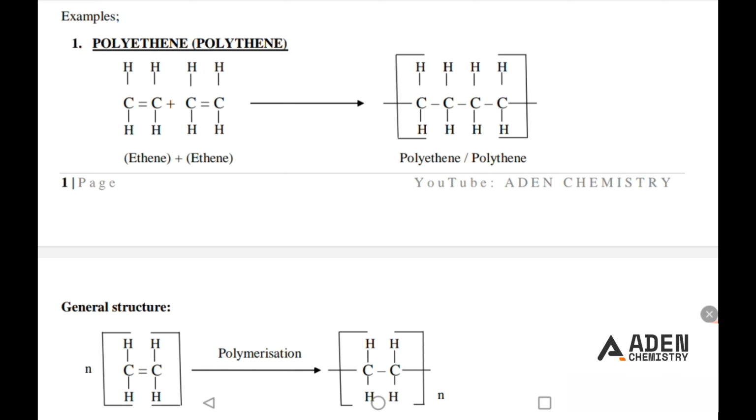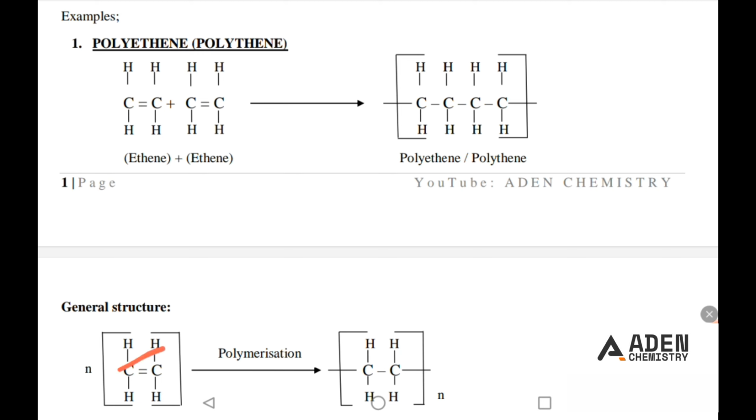So we have 2 more bonds here. These 2 more bonds we are supposed to close with the polymer. So what we have drawn here is now the polyethene polymer. Okay, next let's proceed to the general structure. When we are drawing the general structure, we are supposed to first of all have the structure of the monomer.